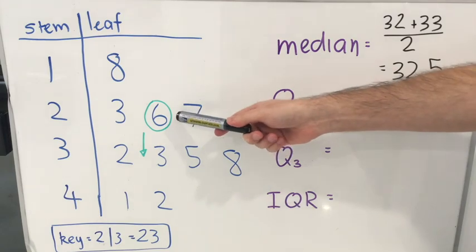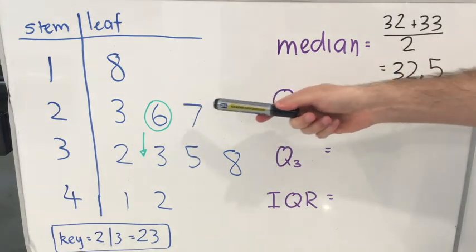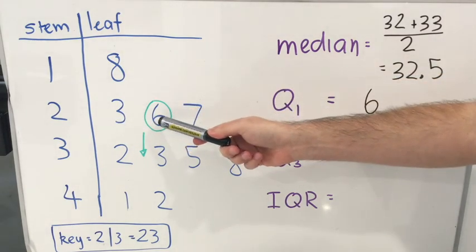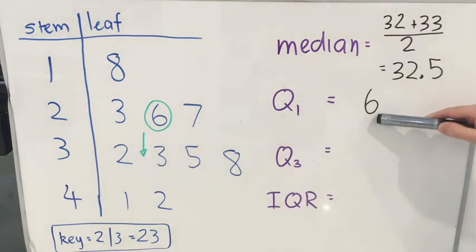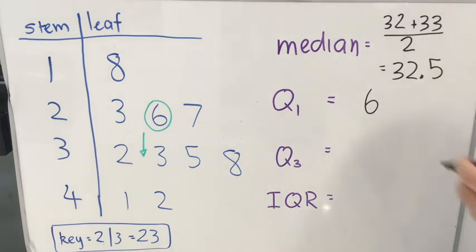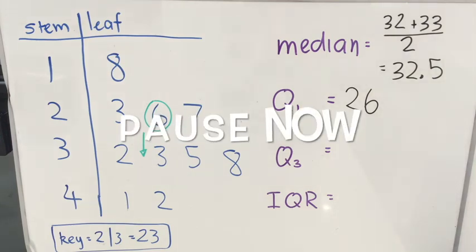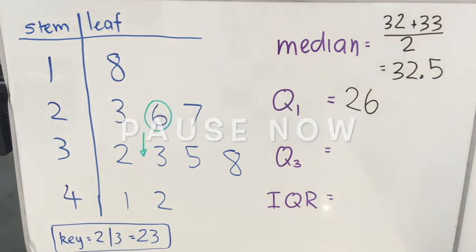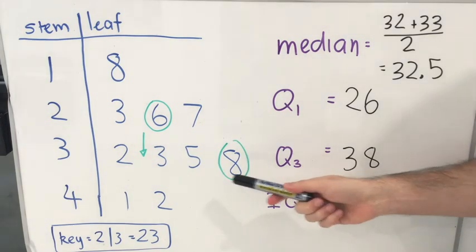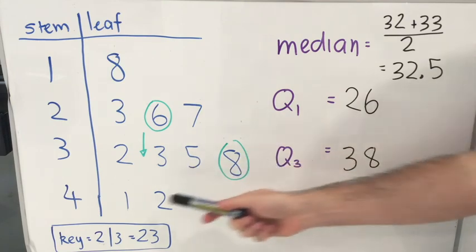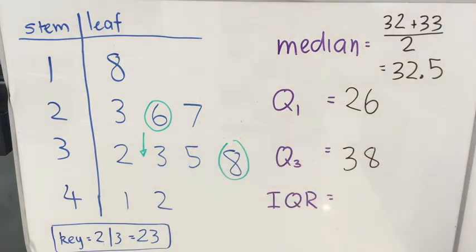So again, we're looking for halfway between the lowest number and the median. 1, 2, circled, 1, 2, and there's your line for your median. So be careful. The Q1 is not 6, it's 26. Do the exact same thing for Q3. That's halfway between the median and the highest number. Q3 is that 8. Again, median, 1, 2, circled, 1, 2, and then that's the end. So 38, not just 8, but 38 is Q3.